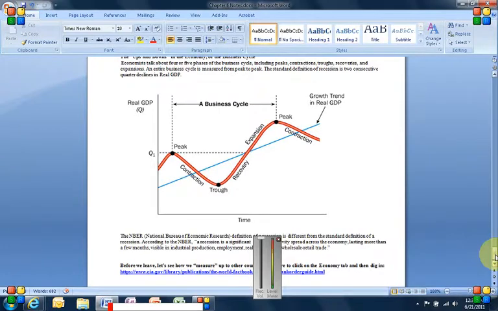Before we leave, since we've been doing all this measuring with regards to inflation, unemployment, GDP, real GDP, let's finish on one more measurement note by clicking on this link and seeing how we measure up to other economies across the globe. Be sure once you click on the link to go to the Economy tab and then go in there and dig in.